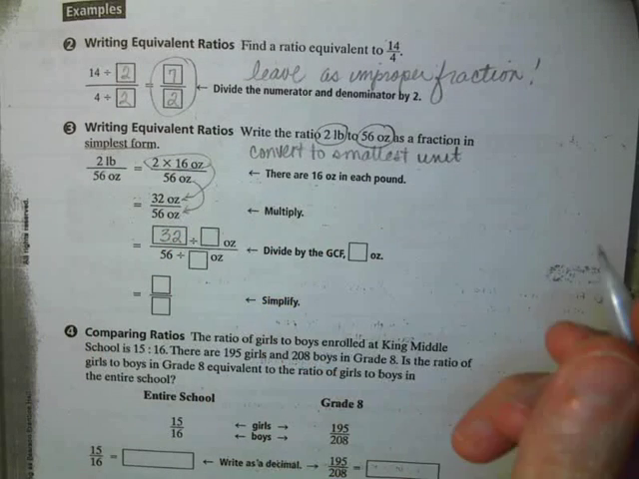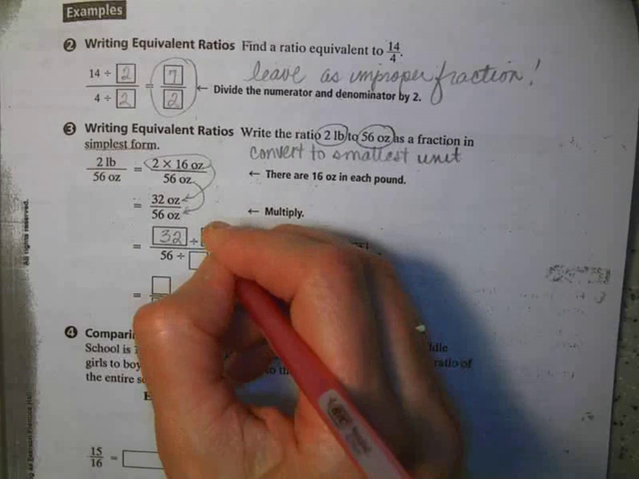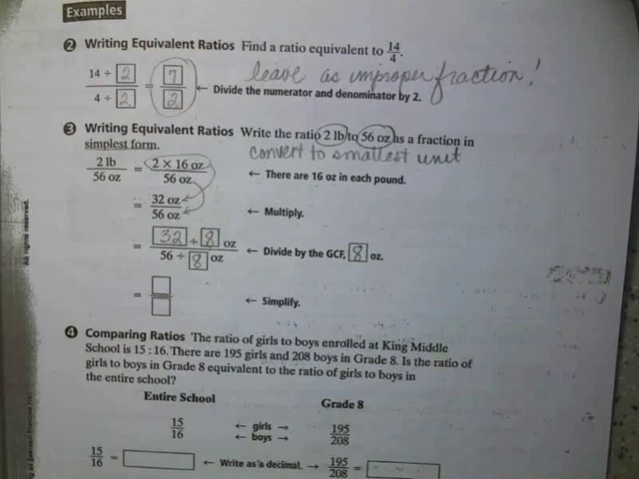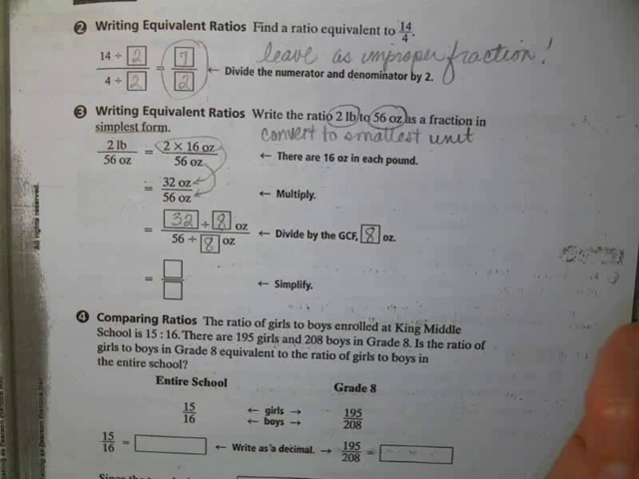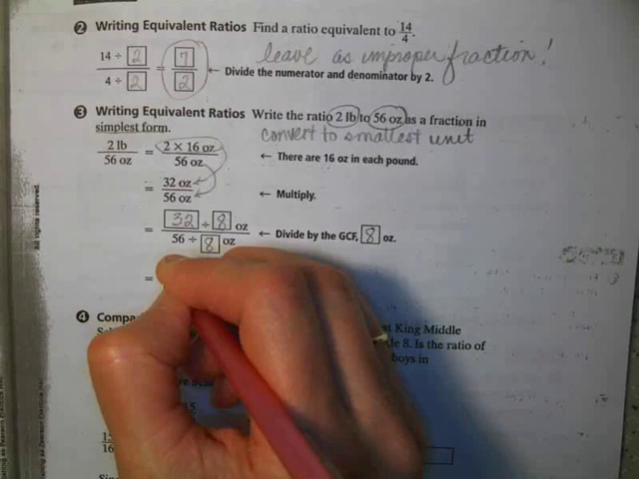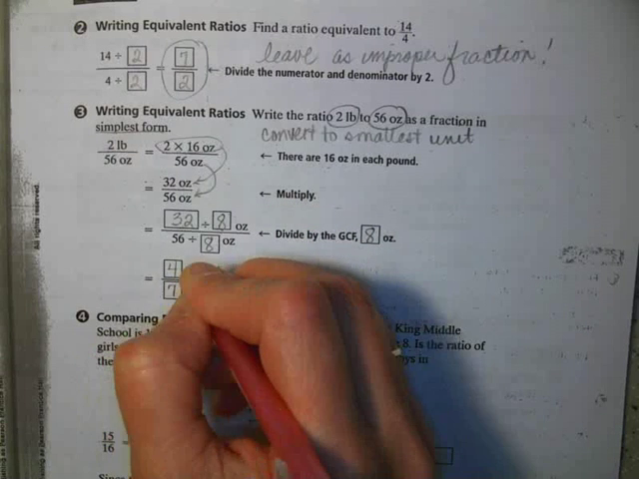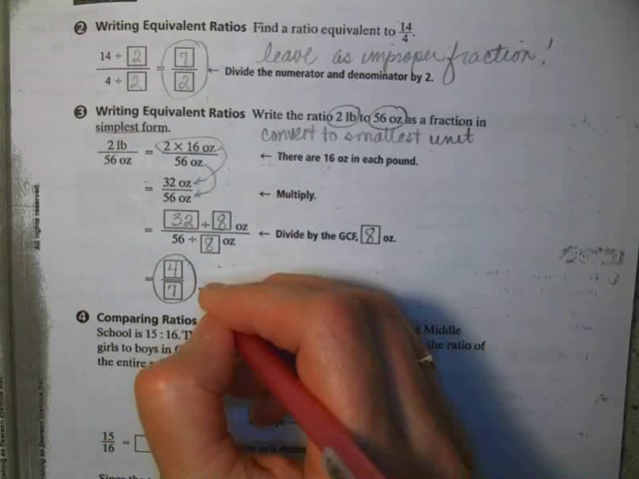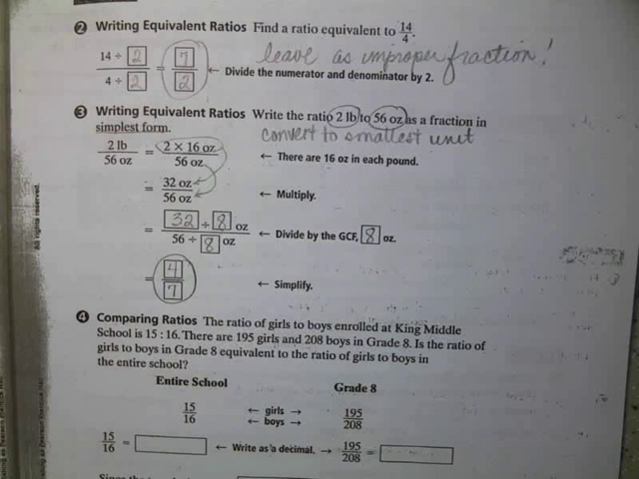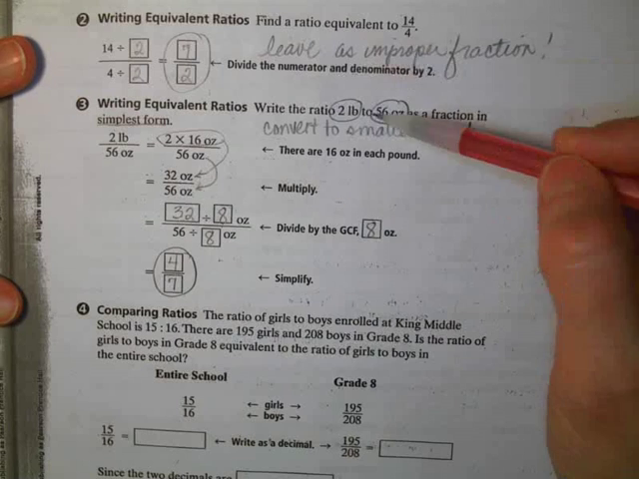So this is going to give me 32 over 56. The greatest common factor would be 8. Think about it that way, but we're dividing by ounces. 32 divided by 8 is 4. 56 divided by 8 is 7. No label goes on this. So in simplest form, this is 4/7, or 4 to 7.